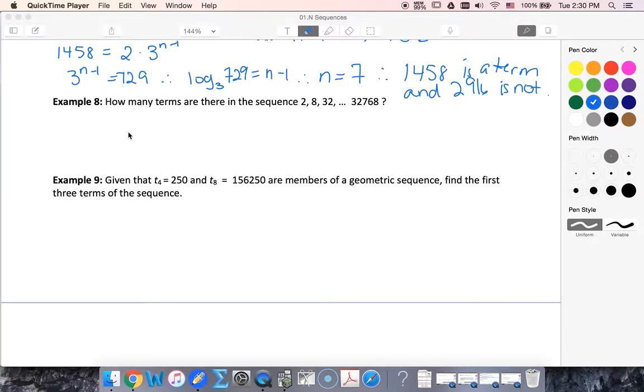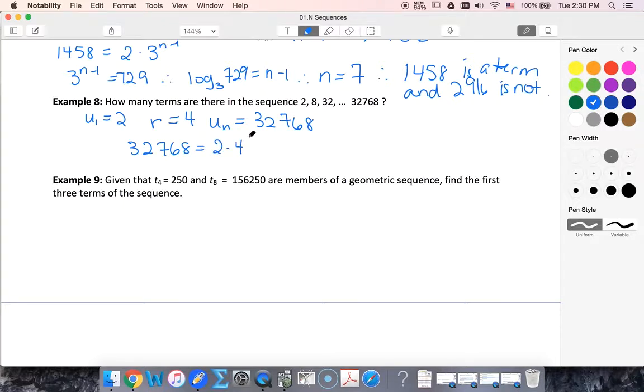All right, how many terms? Again, that's asking for n. So I can see that my u1 is 2. My r value appears to be 4. My nth term is 32,768. So I can plug into my formula.